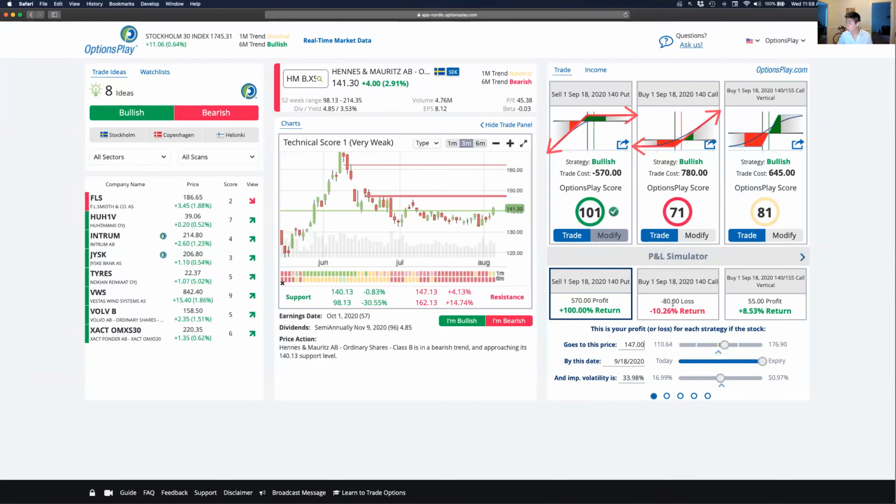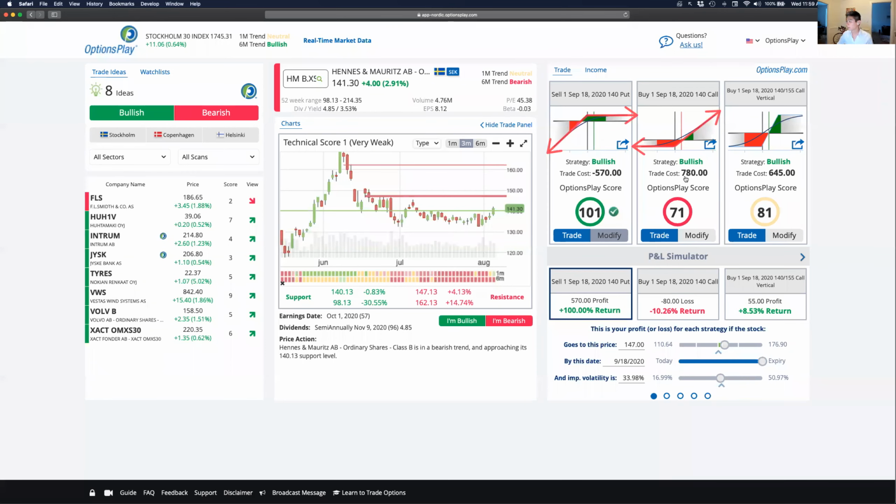If I buy a call option, I actually lose 80 crowns. Again, this is the lesson that I think many beginner investors fail to learn at first, because they just learned that call options are bullish. So they think the stock's going to go from 141 to 147. Let me buy a call option. But what they don't realize is that it depends on how much money you pay for that call option.